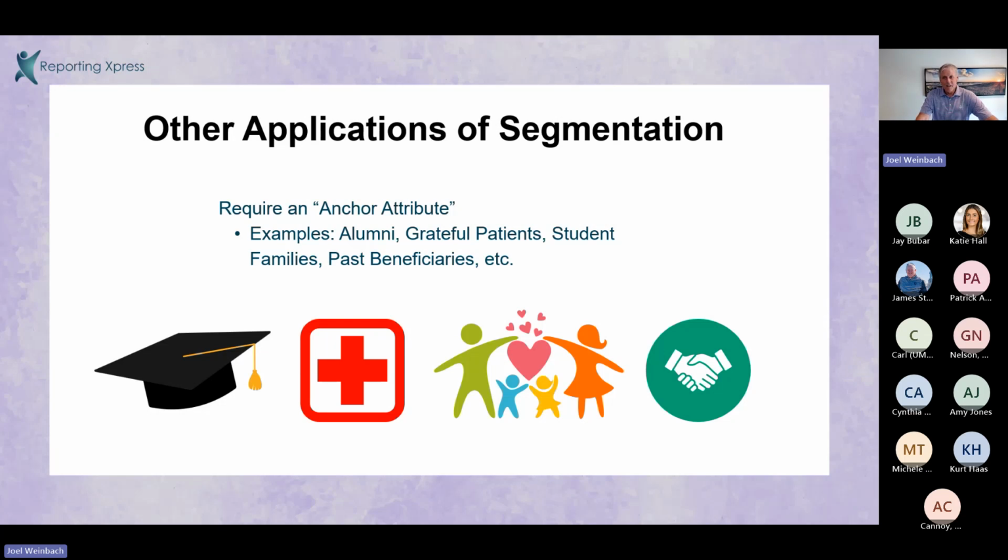Although RFM is the gold standard for segmentation, we can use other anchor attributes to segment donors. Some common examples would be alumni, grateful patients, and student families. Some group that you have a large enough set of data points to be able to really start to analyze can give you some good insights into what that group might do in the future and how best to approach them for donations.